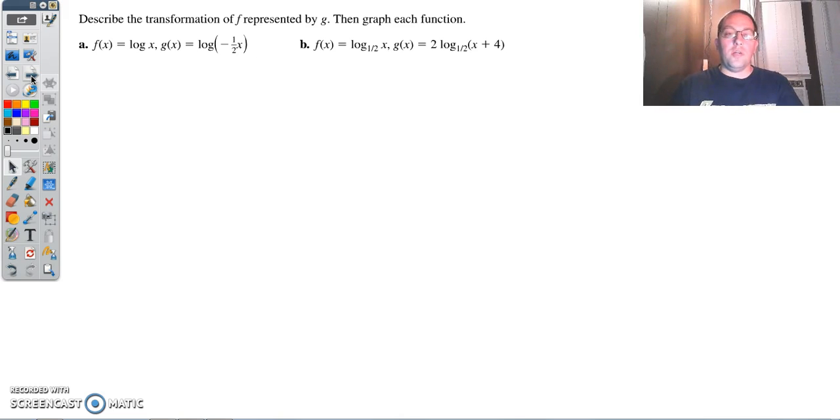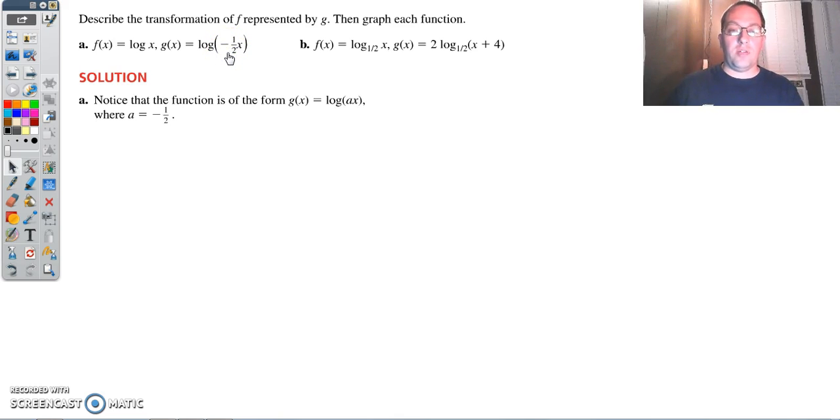So here we go. We're going to take some functions. We're going to come up with the transformations, and we're going to graph them. You're definitely going to want to find the transformations first because the transformations are hard to see in the logarithmic functions. So we're going to take a look at our f of x is common log of x. g of x is common log of negative 1/2 x. Find anything that's different between f and g. That's what your transformations are going to be. So in this case, what we have is this negative 1/2.